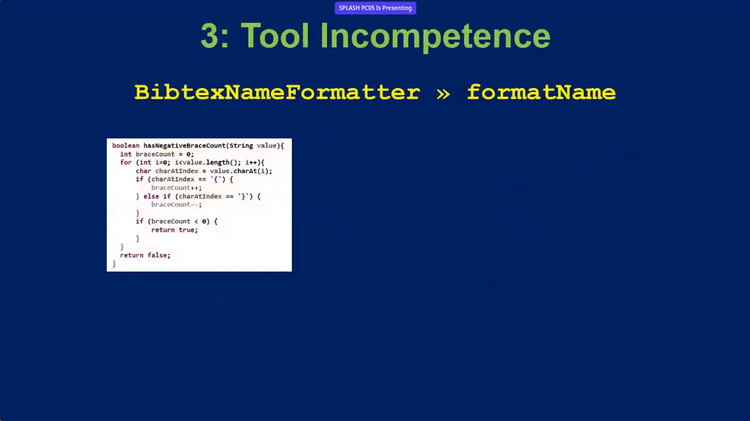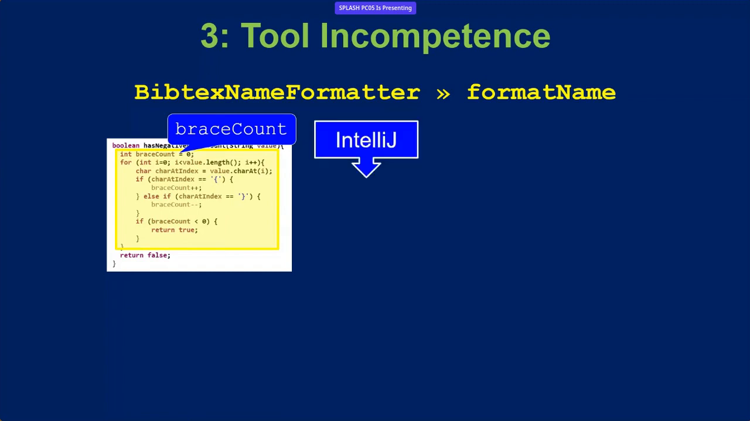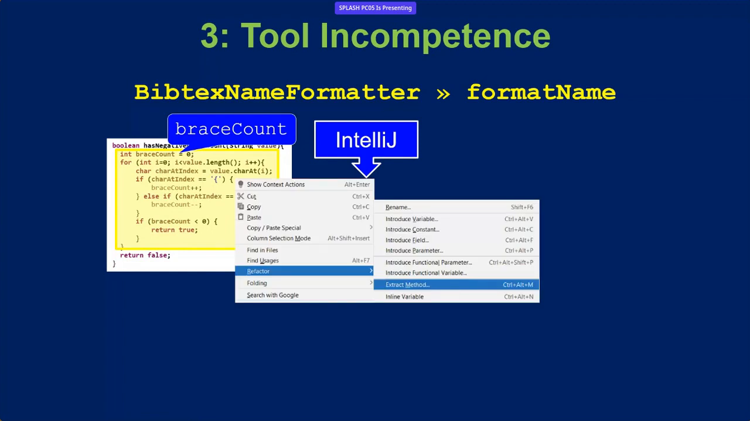You can try one last time, find a method called format name. This method also has code that computes a brace count. And again, you want to refactor, you want to extract this code into a method. This time around, the tool does the wrong thing. And different tools do different wrong things. If you try IntelliJ, it will offer you the option to extract method. If you do choose to extract it into the method, you will get your code in a method.